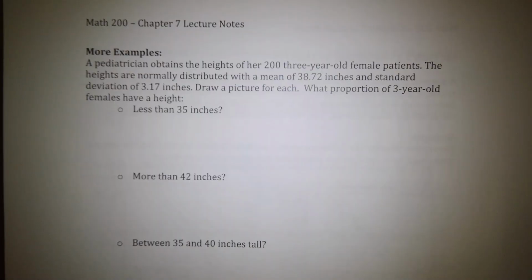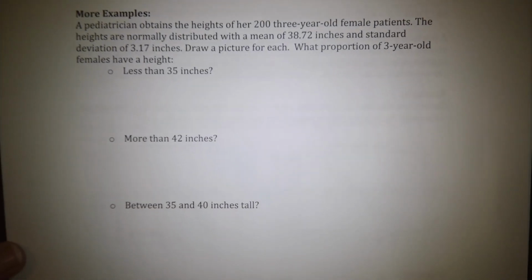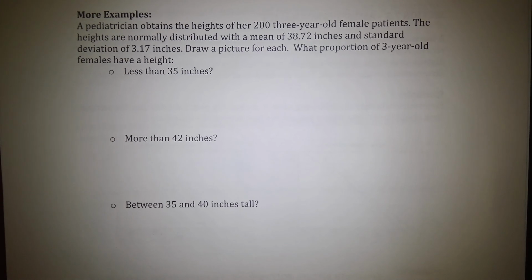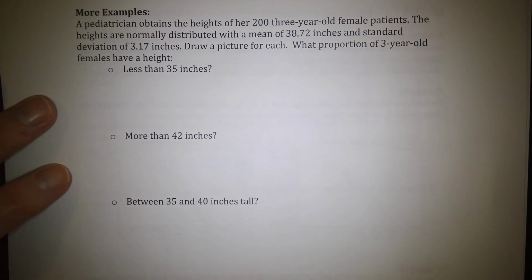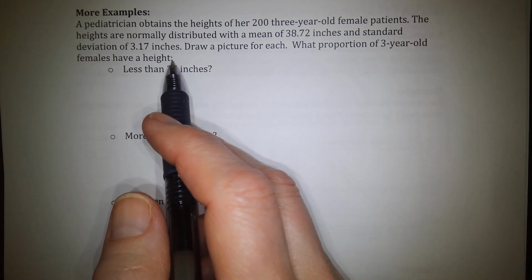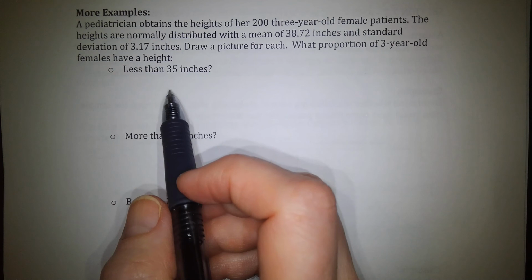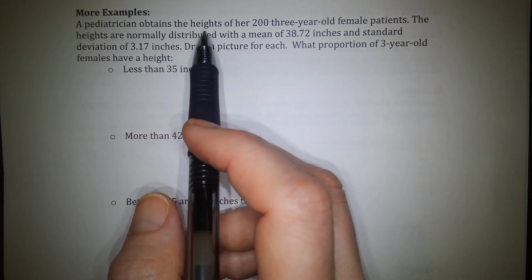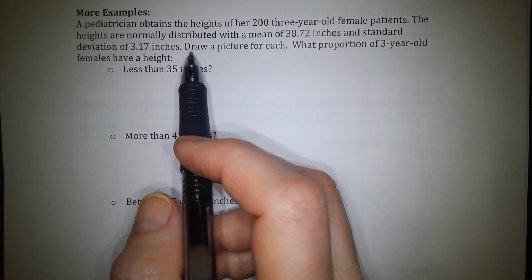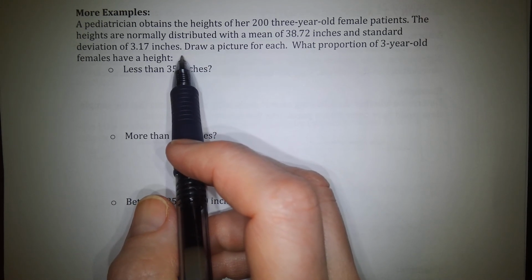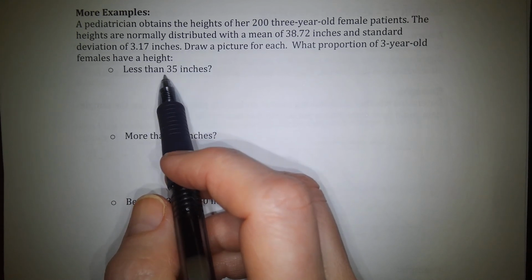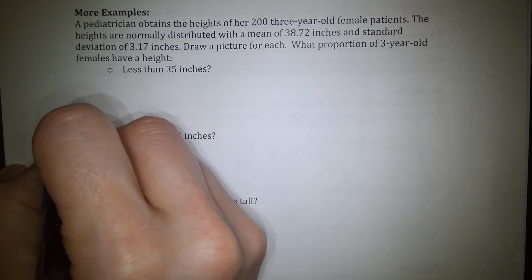All right, so let's just do a couple of examples to tie all of this together, and then we'll stop here and do another video for the second half of the chapter. So a couple more examples. Let's say a pediatrician obtains the heights of her 3-year-old female patients. The heights are normally distributed with a mean of 38.72 inches and a standard deviation of 3.17. Draw a picture for each. What proportion of 3-year-old females have a height that is less than 35 inches?